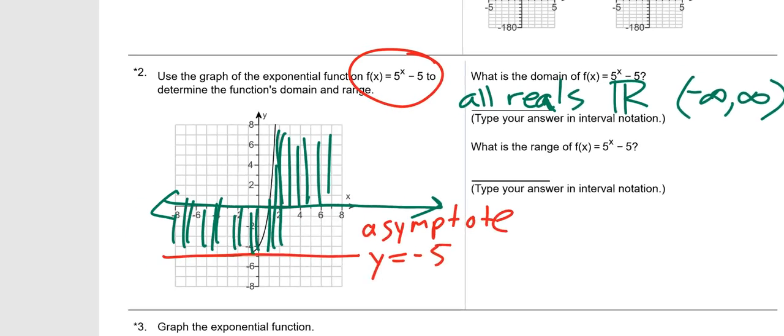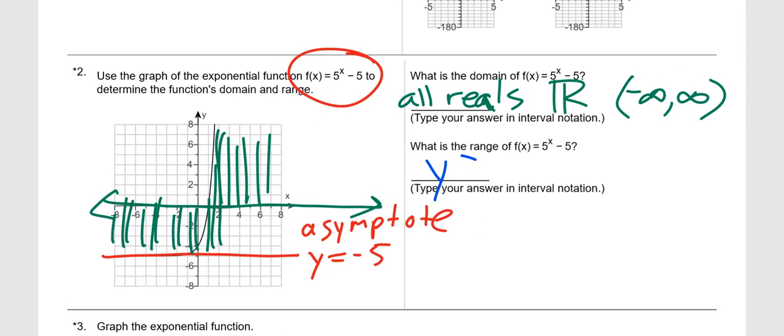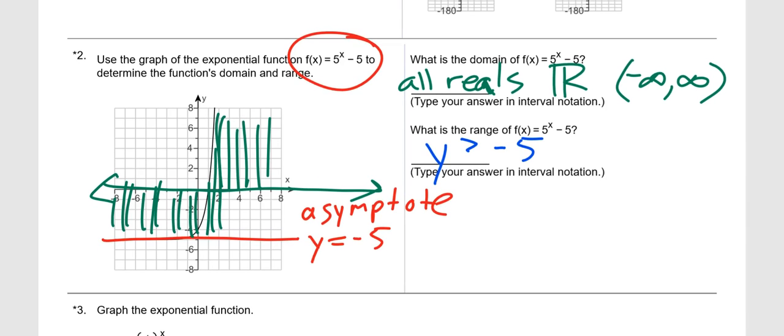Y is greater than or equal to... no. Is my answer wrong? What is wrong with my answer? Good catch. It can't be equal to. You cannot touch the asymptote. MC Hammer guaranteed us that. Exactly.